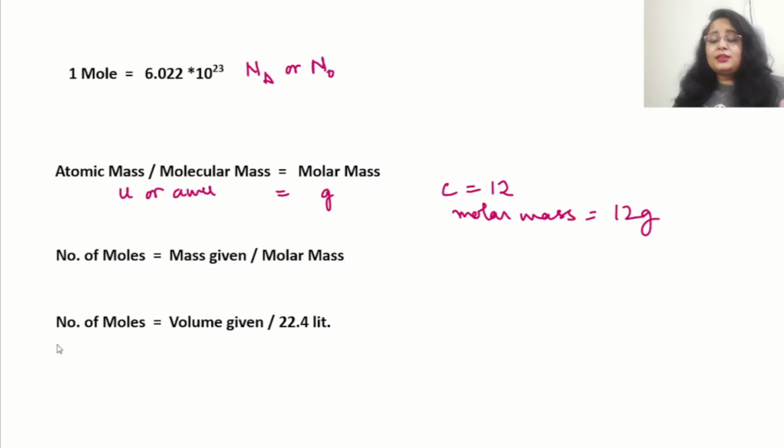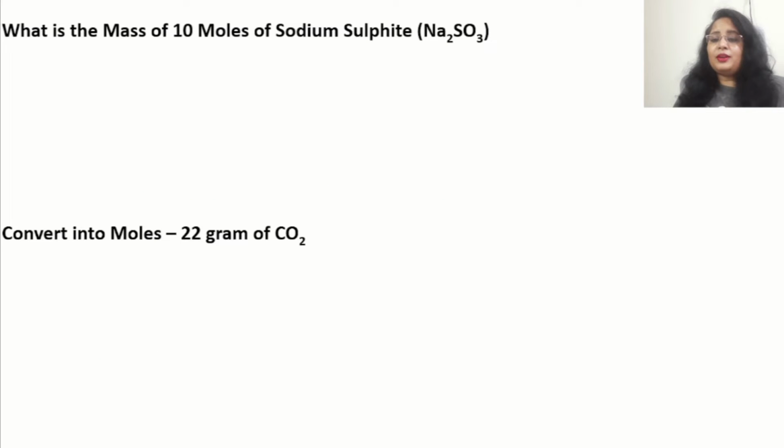Next formula is number of moles if we are dealing with ideal gases. Then the formula is volume given at STP, standard temperature and pressure, upon 22.4 liter. So these four formulas we need to keep in mind while doing mole concept questions. So let's start the examples and we'll use these formulas one by one.